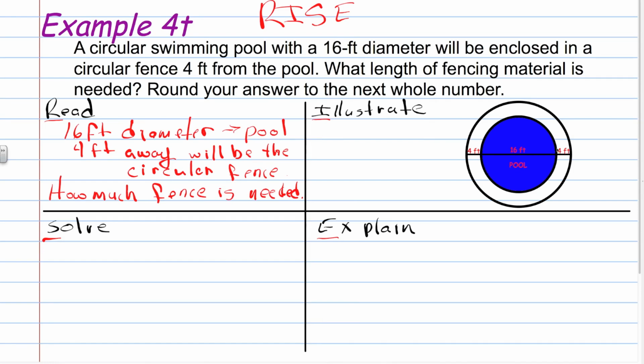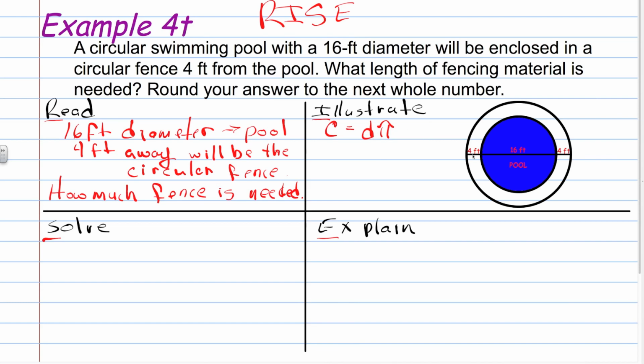Now we can see here I have the pool here in blue and its diameter is 16 feet. Now 4 feet away from that is the circular fence. What we have to calculate is how much fence we need all the way around, and what that amounts to is a circumference problem. The circumference of a circle. Circumference is equal to the diameter times pi.